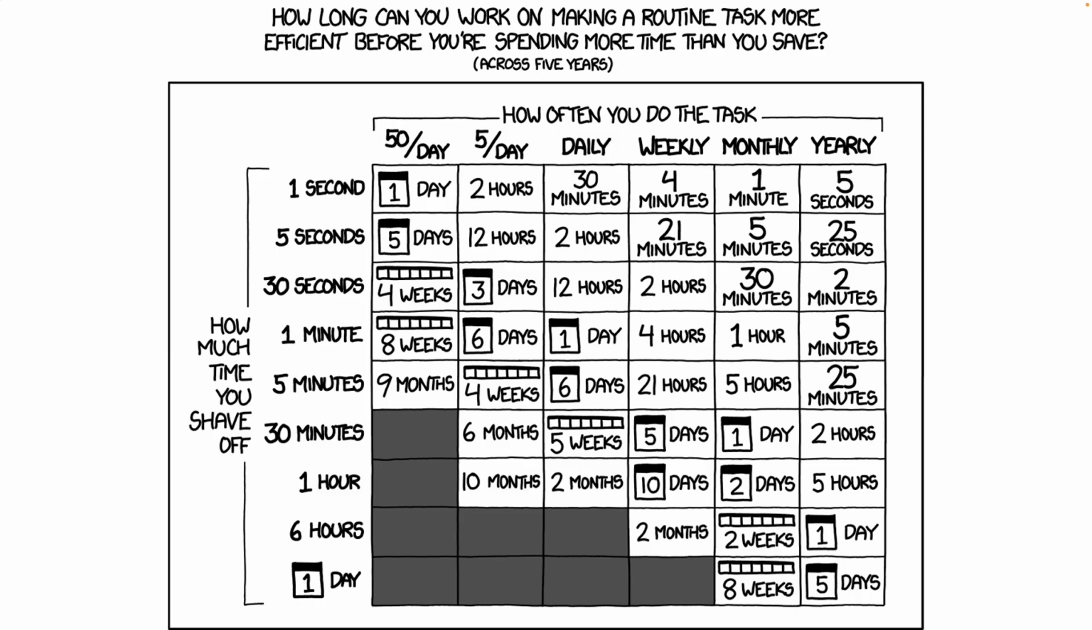How long can you work on making a routine task more efficient before you're spending more time than you save? So for example, if we do something one time and it would take 30 minutes to do it, but it takes an hour to build the task to automate it, you should probably just do it, right? So here's a funny sort of matrix of how often you do the task versus how much time you shave off, to help you decide.